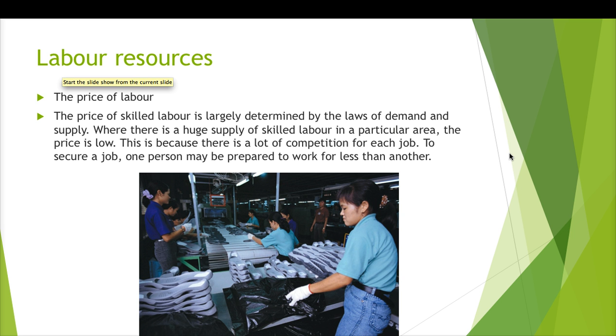Alright, so still on labour resources, it's an interesting topic here, the price of labour. So the price of skilled labour, so what people get paid, is largely determined by the laws of demand and supply. That's an area we might look at later. So where there is a huge supply of skilled labour in a particular area, the price is low. This is because there is a lot of competition for each job. To secure a job, one person may be prepared to work for less than another.